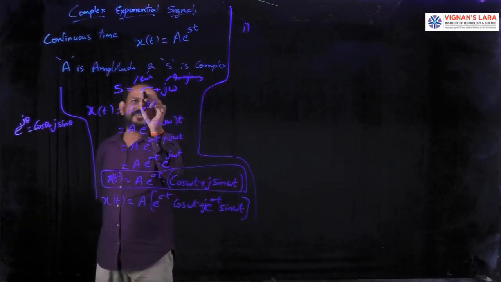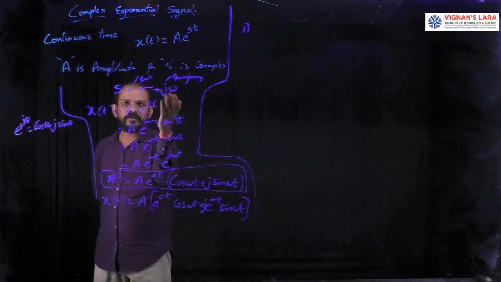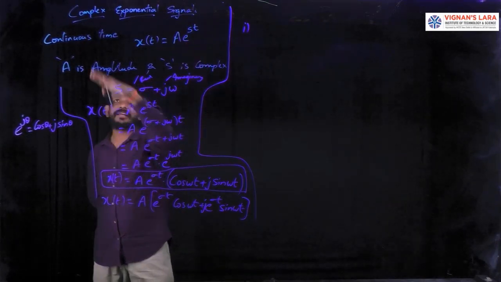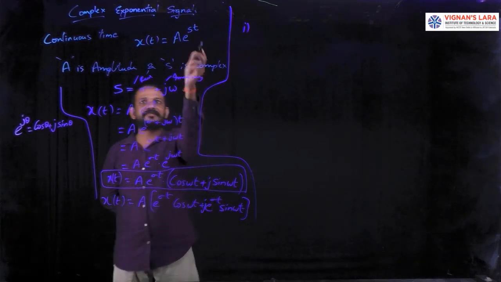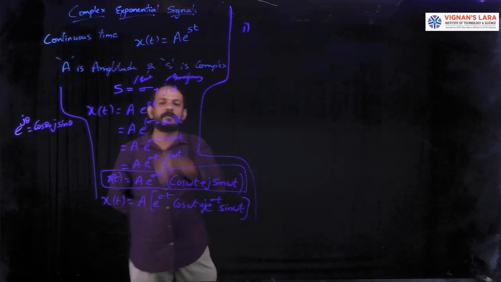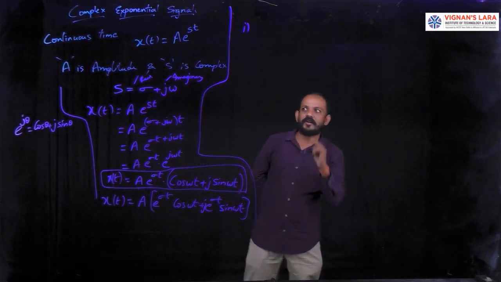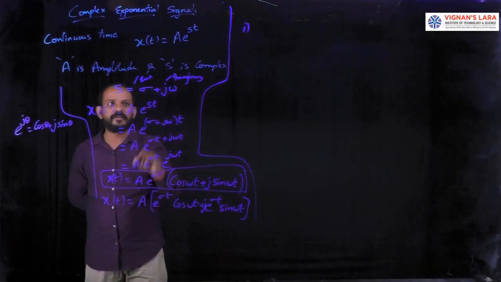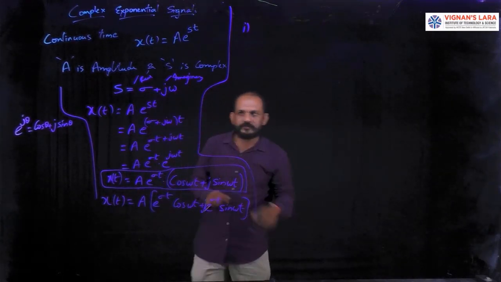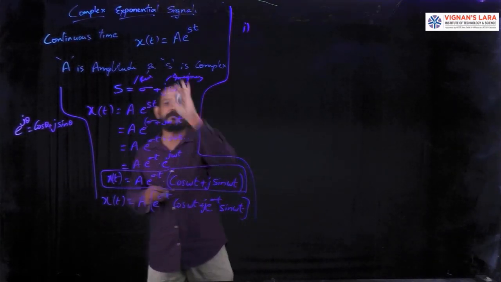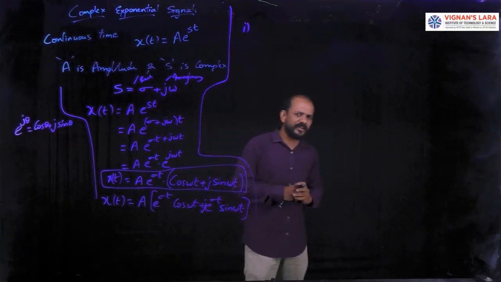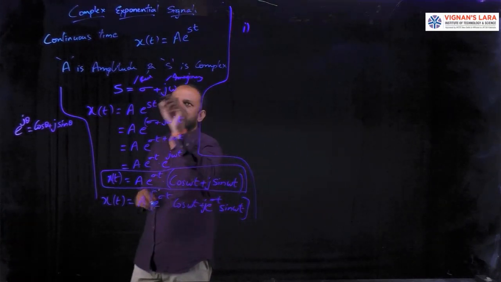Sigma and omega are part of s. That means for different values of s, we get different types of complex exponential signals. Now, first case: if I make the imaginary term 0, we have only the real term, that is sigma.